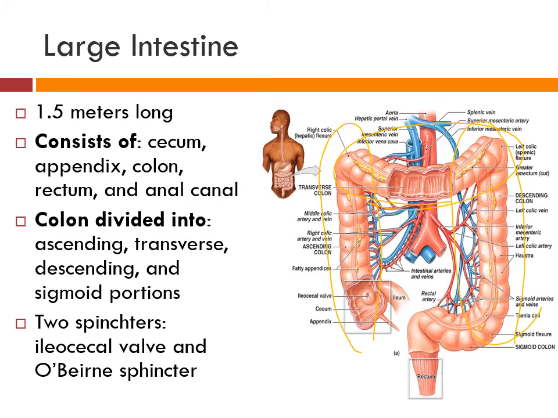Our sphincters are the ileocecal valve, which we find right at the beginning, where the ileum is releasing contents into the cecum. And then the O'Beirne sphincter is toward the end. I don't see it on here, but it would be right in this area, and that's going to release materials from the colon into the rectum to begin to stimulate defecation.